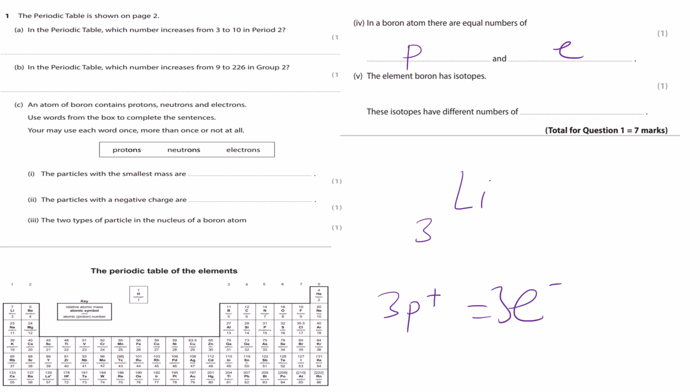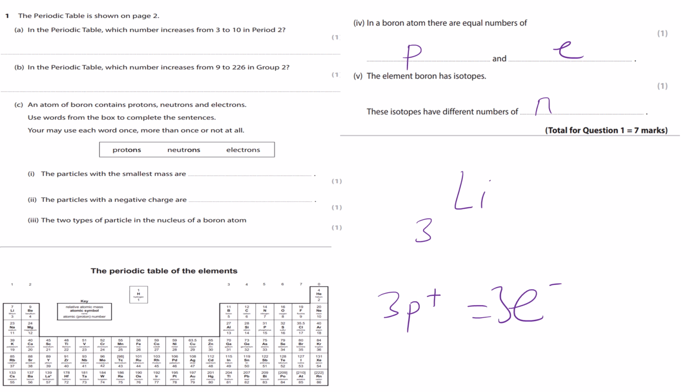Now, question 5. The element boron has isotopes. These isotopes have a different number of neutrons but the same number of protons. Okay, so that's how to answer this question.